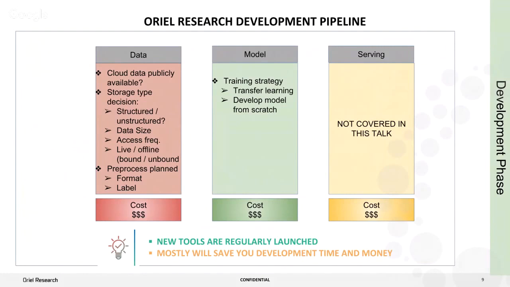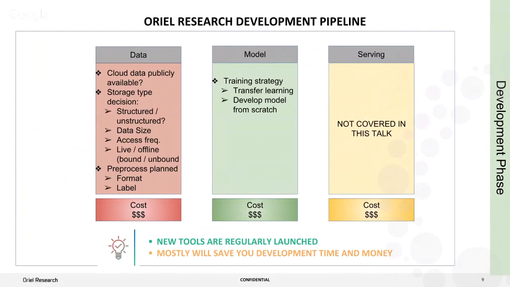I'm not going to talk about the serving right now, but I am going to look at development from the perspective of a company that considers cost and one short pipeline to drive to results. This is OrielResearch's experience, but basically it could be implemented for any other question in other applications. So we ask, is the data publicly available? This is going to save you money, of course, on the storage of the data.